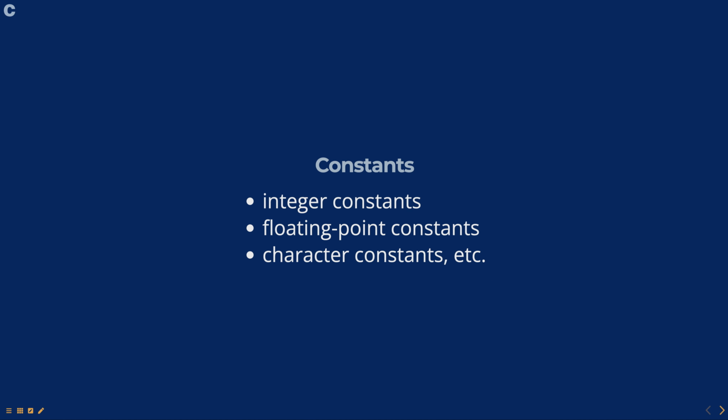Constants. These are values that do not change during the execution of a program. In C, there are several types of constants, such as integer constants, floating point constants, character constants, and string constants. For example, 5, 3.14, 'a', "hello", etc.